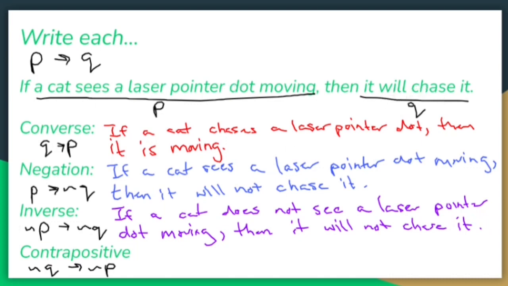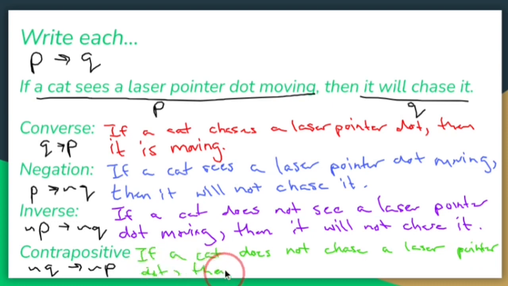Last but not least, we have our contrapositive, which is basically you rewrite Q and P but throw nots in front of both of those. So if a cat does not chase a laser pointer dot, then it is not moving. So as you can see, these aren't fun.